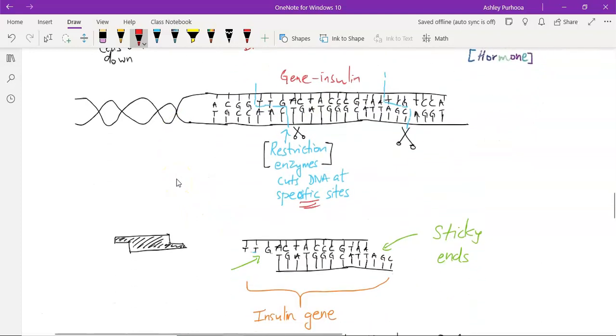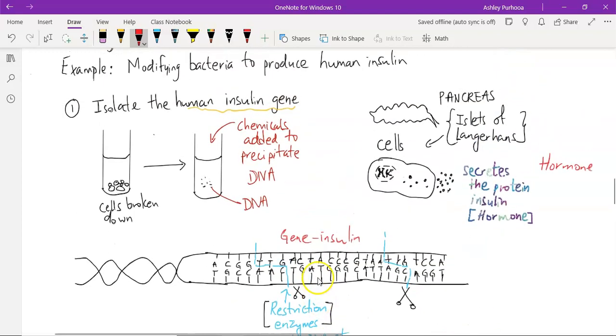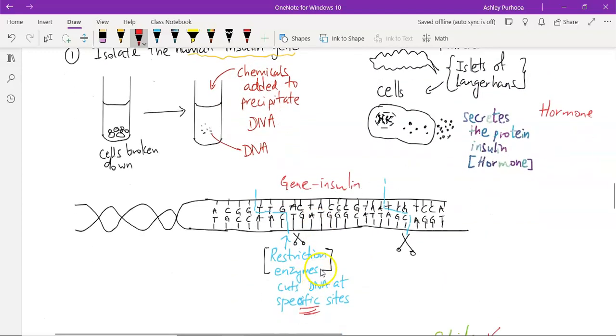Now this gives us something like this. You get a piece of DNA with a few bases that extend from it. This creates what is known as sticky ends. When we cut the gene from the DNA, the restriction enzyme cuts it in such a way that you get sticky ends. So this is basically how we have isolated the human insulin gene. We use restriction enzymes.